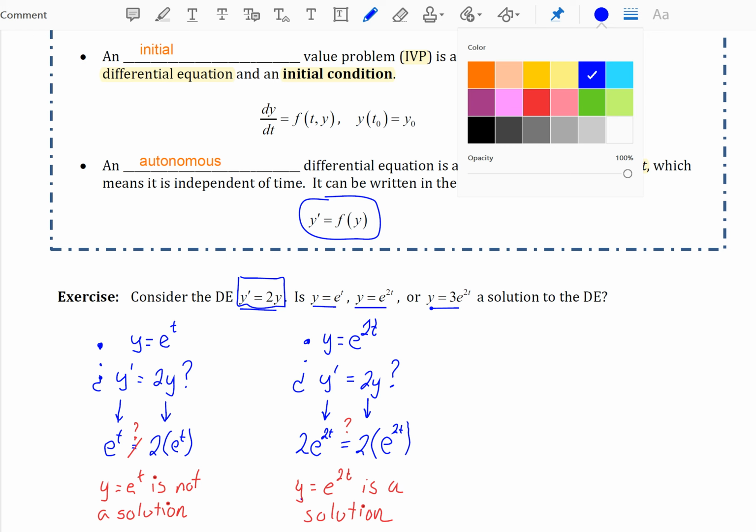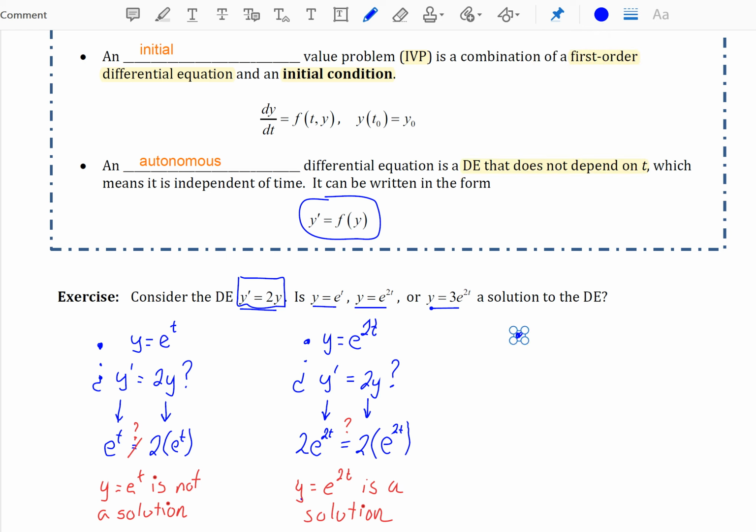I'd like you to take a moment now and verify if the third one, y equals 3e to the 2t, is a solution. And if you could, please pause the video for a moment while you verify if this is a solution. After you're done, come back and we'll see if we agree. Okay, I hope you paused the video and worked on this. Let's see if we have the same solution.